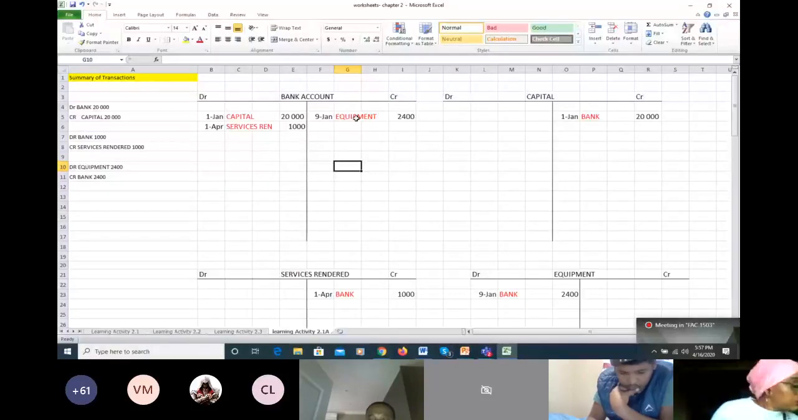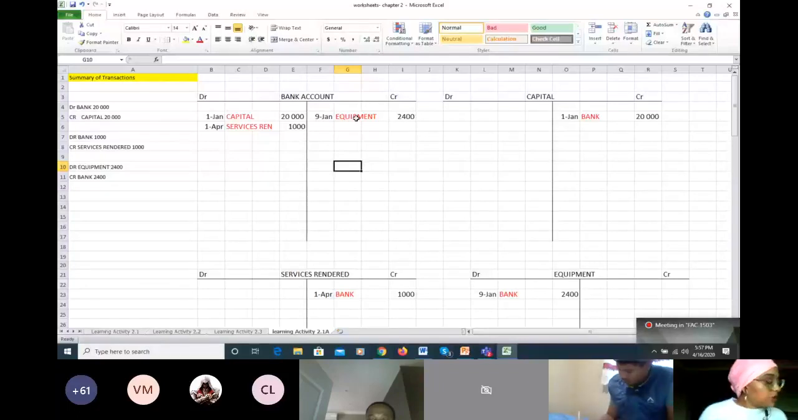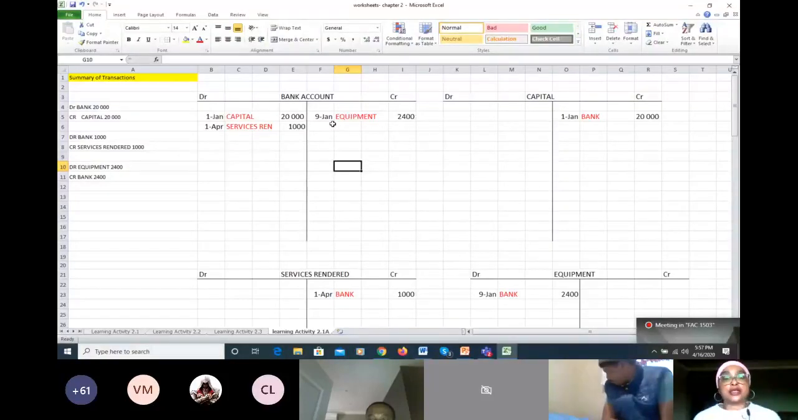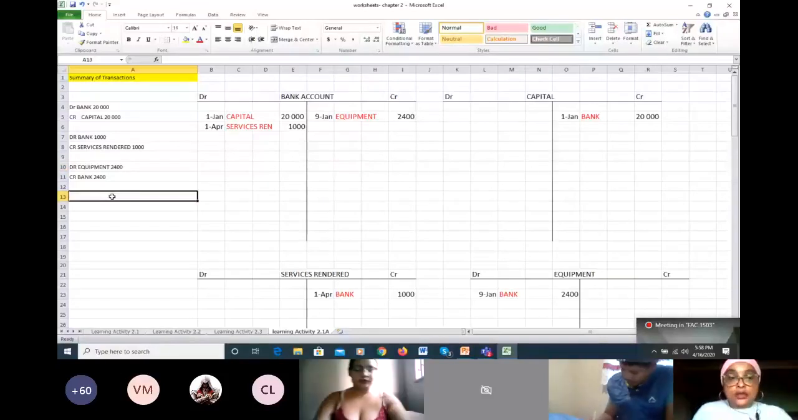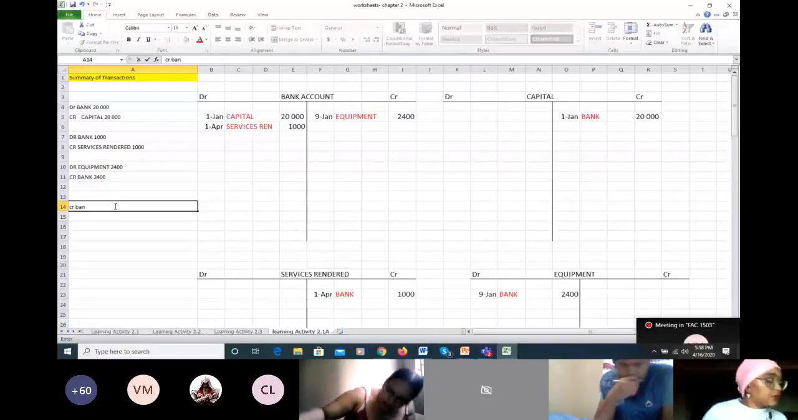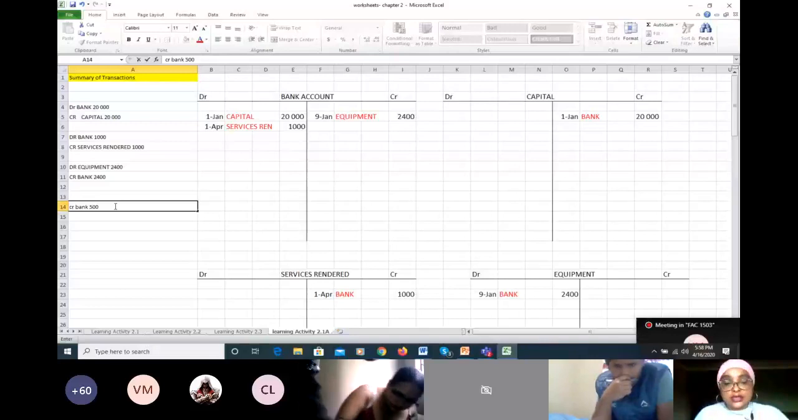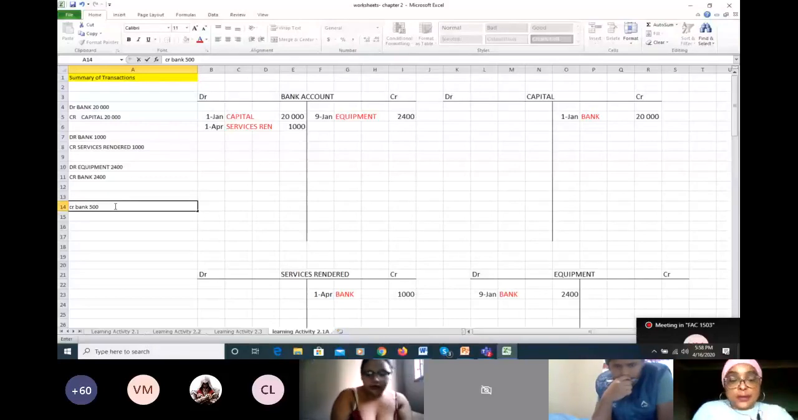Okay, let's move on to number 11. Paid wages per cash check, 500 Rand. Now, remember when the university talks about per cash check or checks, it's normally cash money, okay? So it's normally bank. So we paid wages, so I'm going to credit my bank account because I paid the wages. Was it 500 Rand? Okay. So I'm going to credit my bank account with 500 Rand and I'm going to debit my wage account.